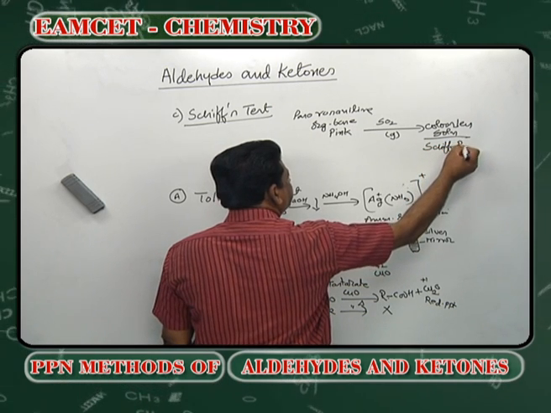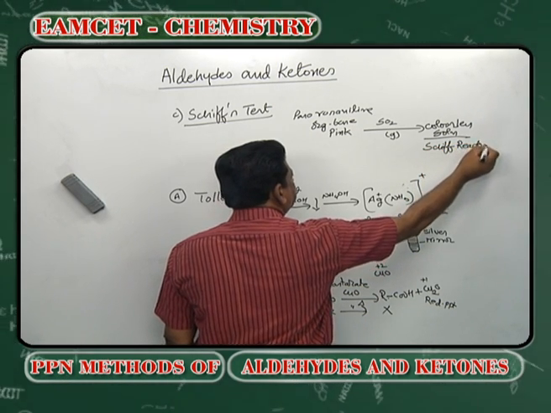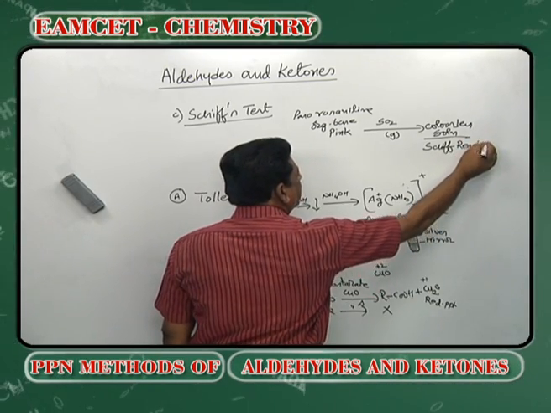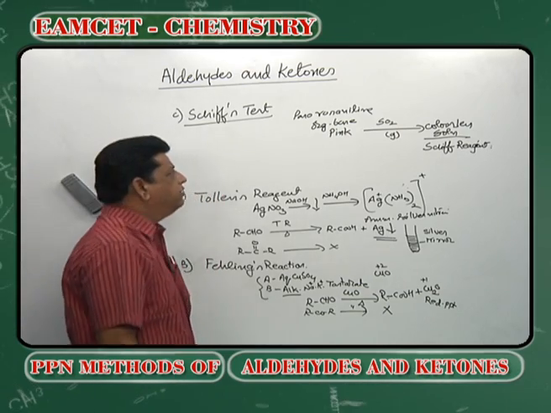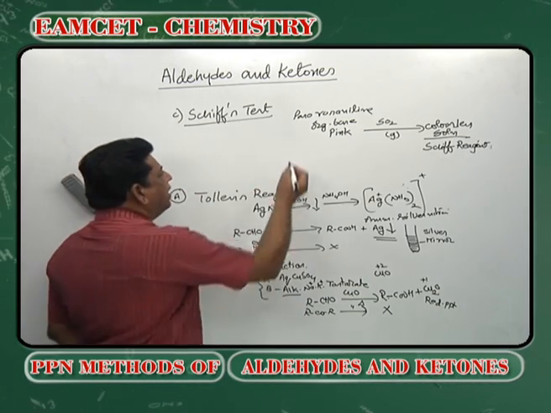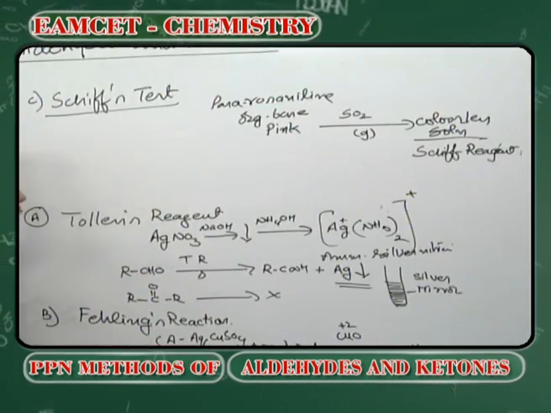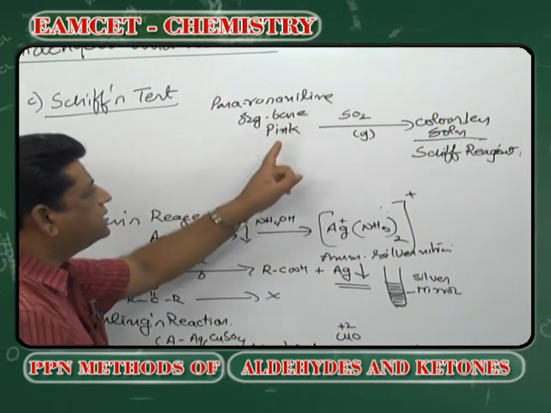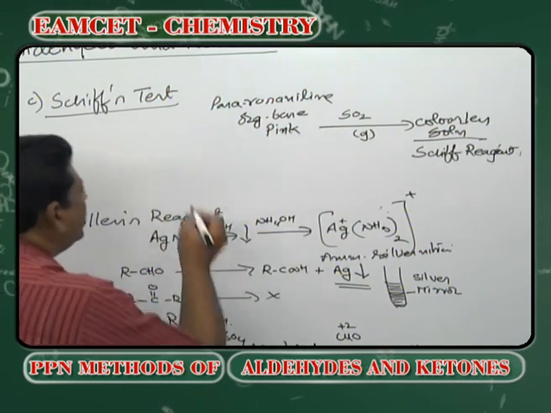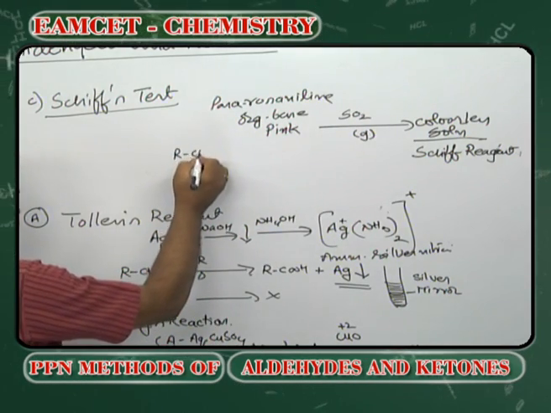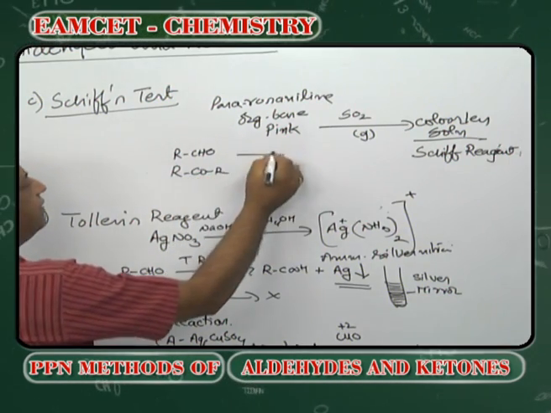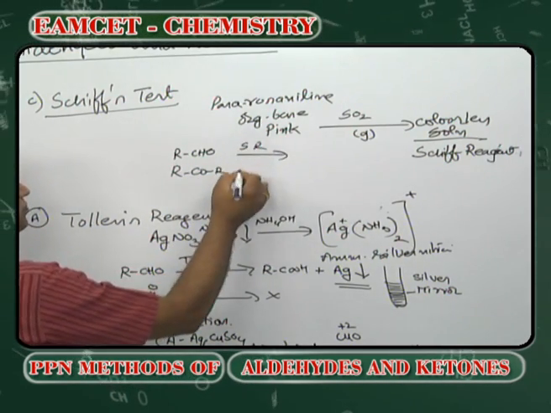A question may be asked: what is the color of Schiff reagent? Schiff reagent has no color. How do you get it? You take para-rosaniline, an organic base which is originally pink, pass sulfur dioxide gas, and it becomes colorless. Now you take an aldehyde in one test tube and a ketone in another, and to both you add this Schiff reagent.